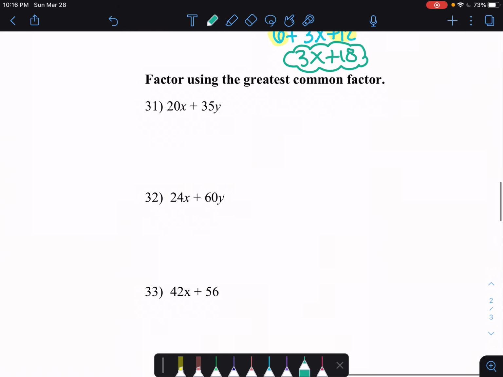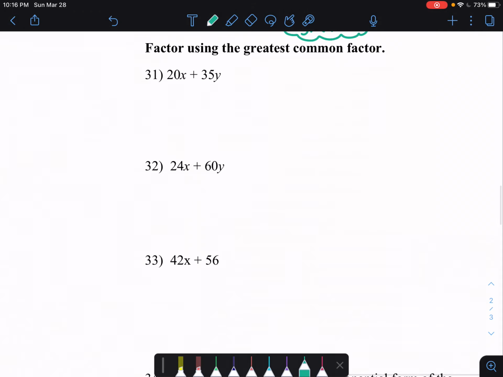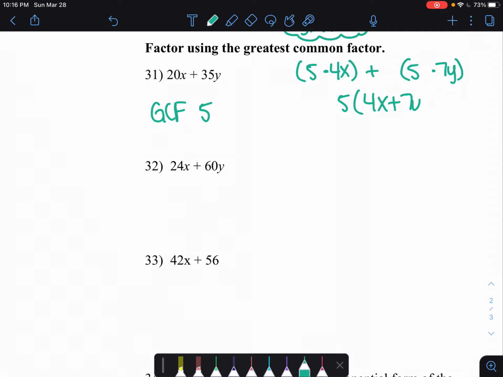Number 31, we're factoring using the greatest common factor. So the GCF of 20 and 35 is going to be 5. So I'm going to build my skeleton. And I'm going to put 5 first. 5 times 4x is 20x. And 5 times 7y gets me to 35y. So then I'm going to have 5 on the outside, 4x plus 7y on the inside.